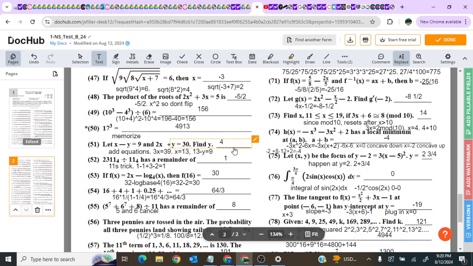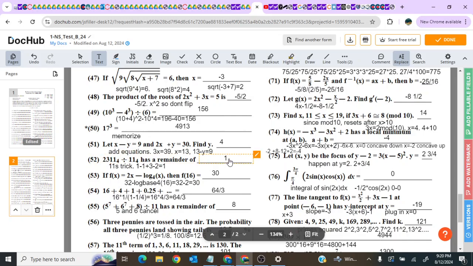2311 divided by 11 has a remainder of what? Even though these are different bases, the fact that this is 11 means you can still use the divided by 11 remainders trick, which means you add, subtract, etc. 1 minus 1 plus 3 minus 2 is 1. Get your answer.